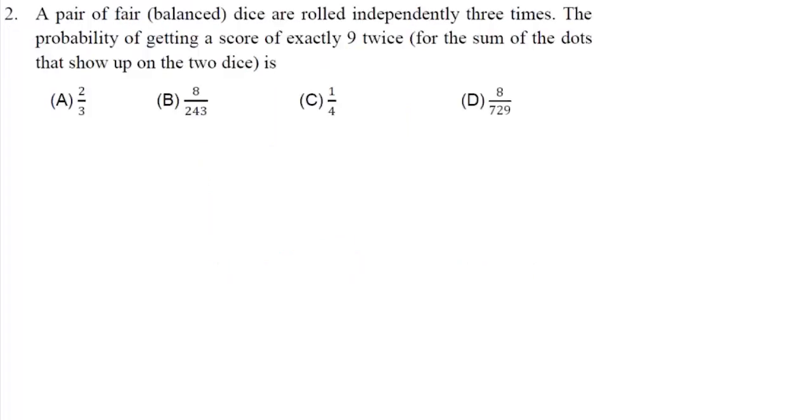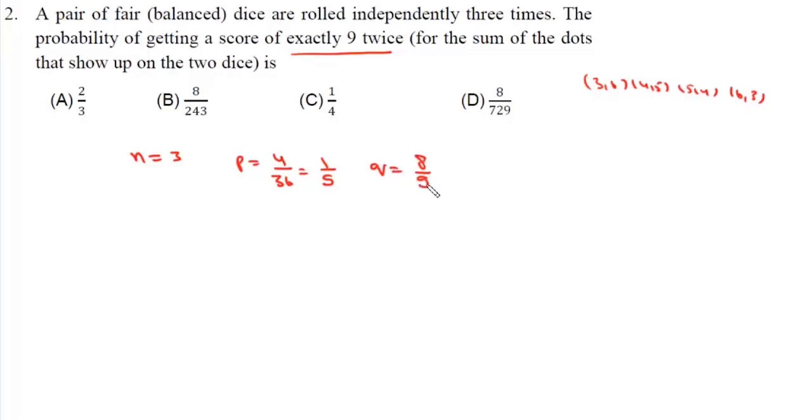Now the next question is a pair of fair dice are rolled independently 3 times. So in this case we have n equals 3. The probability of getting a score of exactly 9 twice. Getting the sum 9 is your success, and we'll get 9 when we have 3 6, 4 5, 5 4 and 6 3. So this probability will be 4 by 36 or 1 by 9, and the probability of failure will be 8 by 9.